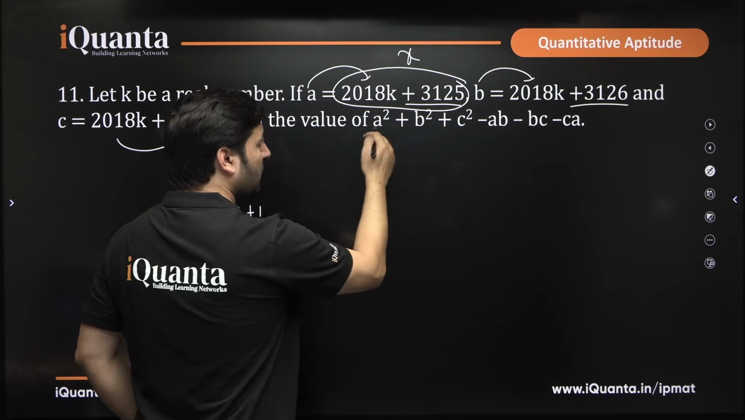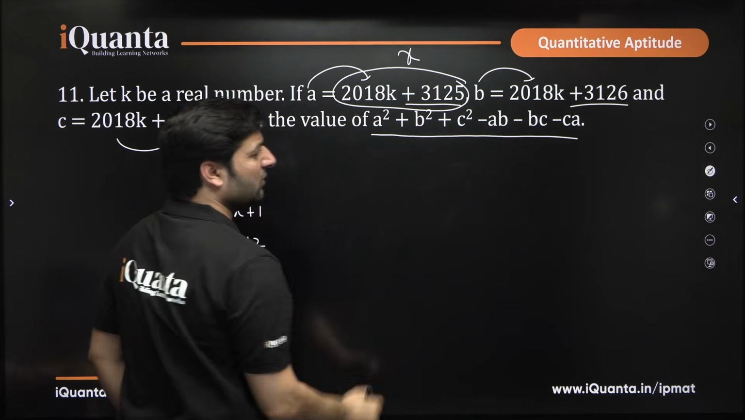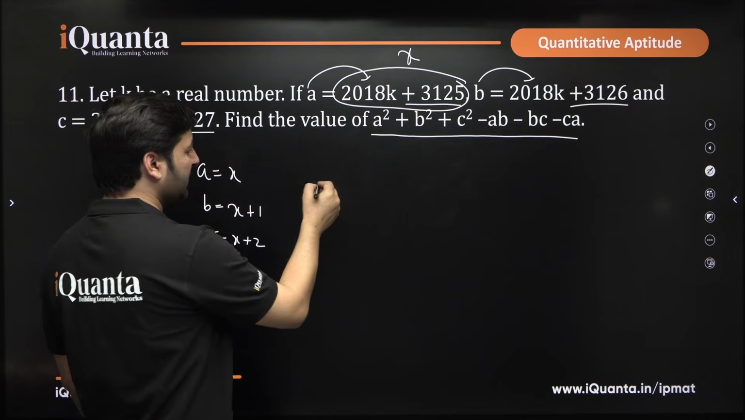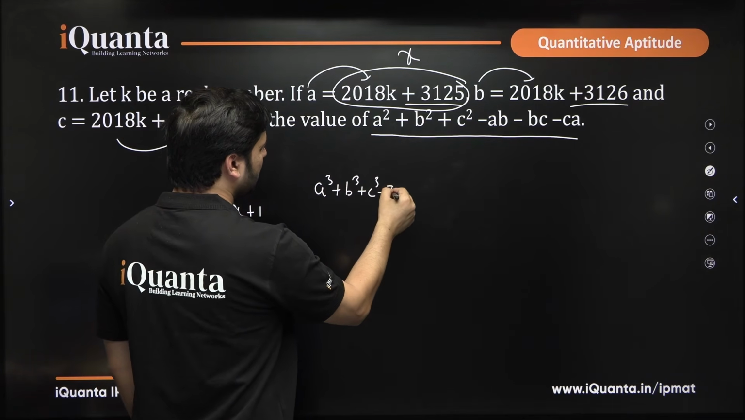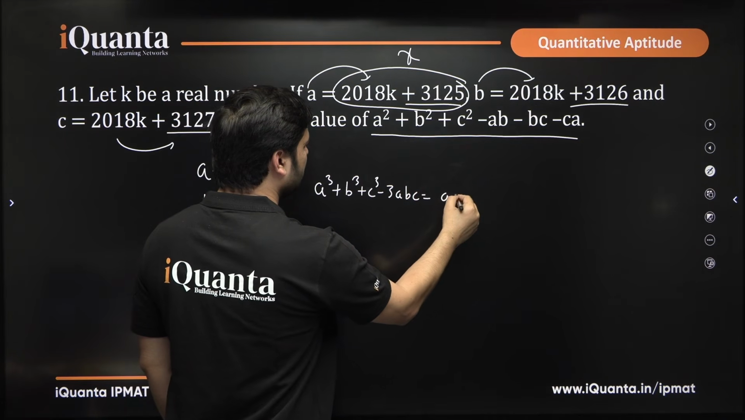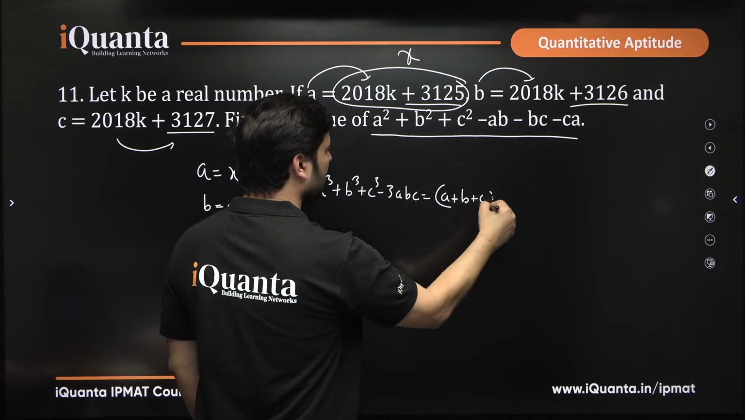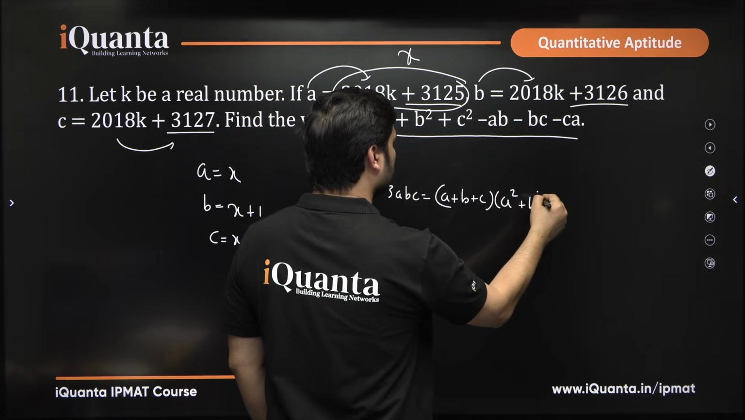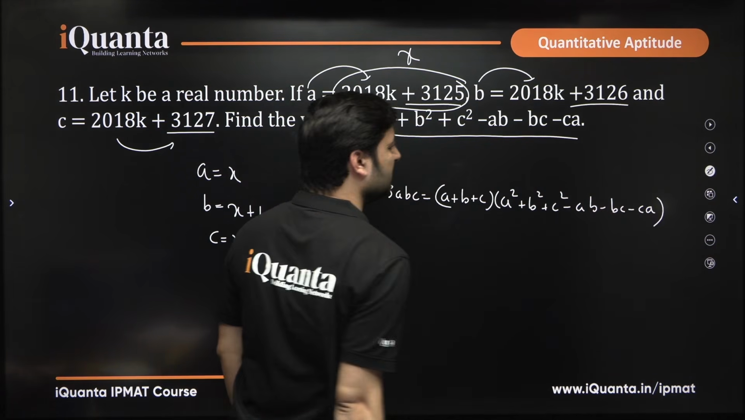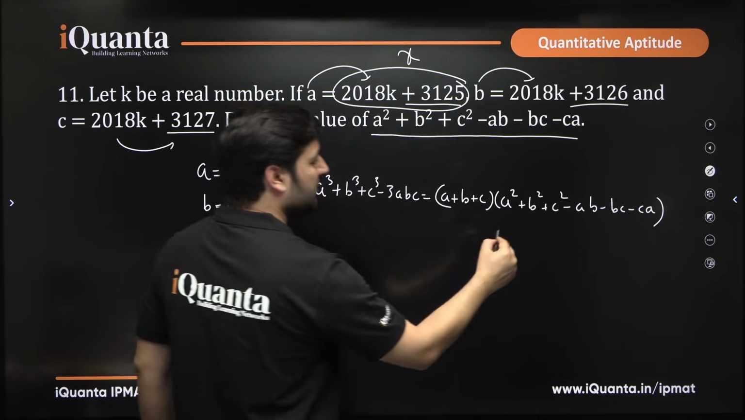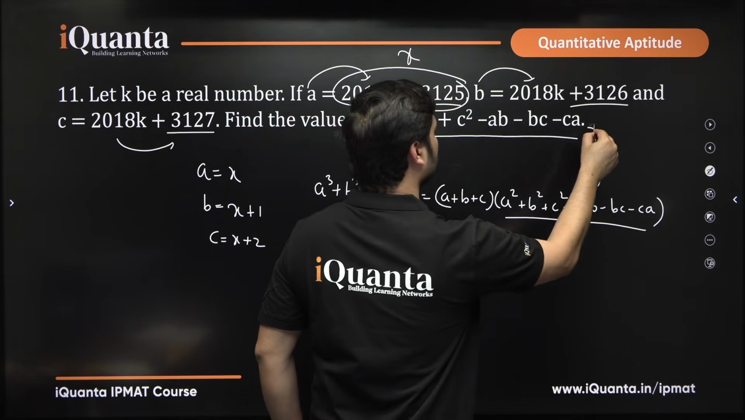How? You know that this particular expression is visible in one formula, that is a cube plus b cube plus c cube minus 3abc, which is equal to a plus b plus c into a square plus b square plus c square minus ab minus bc minus ca, isn't it? This is the formula that we have. What do you need? You need this. Yes or no? You need this.